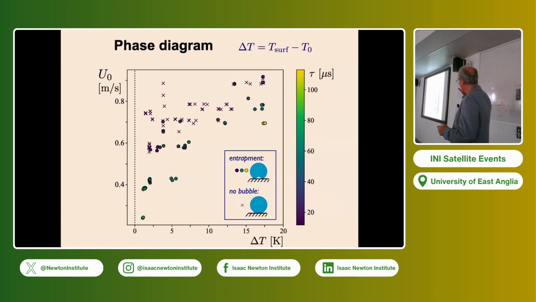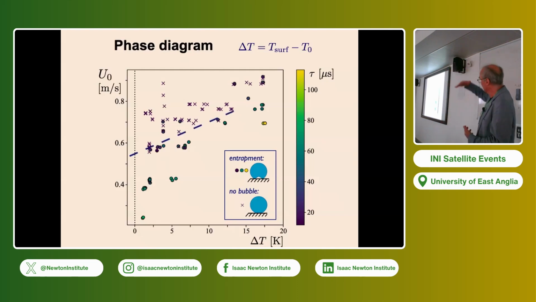Here you see the circle symbols are where we entrap an air bubble. The crosses are where we don't entrap an air bubble. And the color coding gives you the lifetime of the droplet. So dark colors correspond to a small lifetime of the droplets, and lighter colors to a long lifetime.